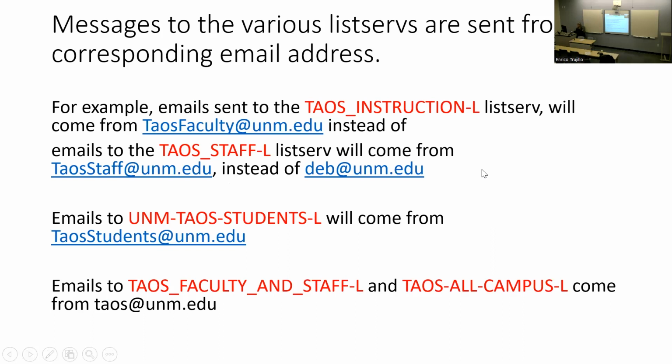So this is what I just described. Email sent to Taos instruction will come from Taos faculty at UNM.edu instead of Kathy. Emails to Taos staff will come from Taos staff at UNM.edu instead of Deborah. Taos students will come from Taos student at UNM.edu instead of Patricia. And then emails to Taos faculty and staff and all campus will come from Taos at UNM.edu instead of me or Teresa personally. Make sense? And send the request to the IDs with the people responsible on copy. Yes, exactly. Got it. Thanks.